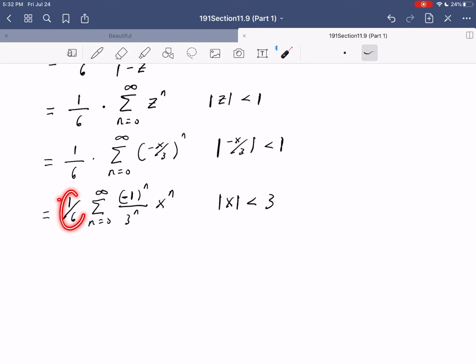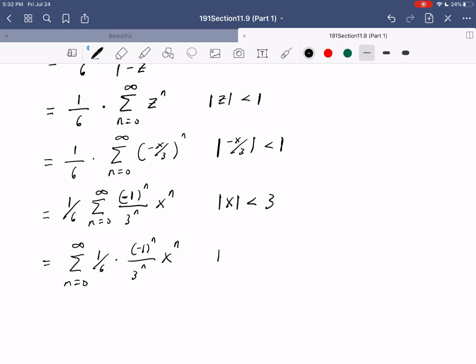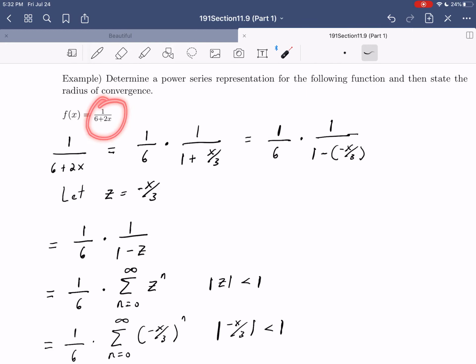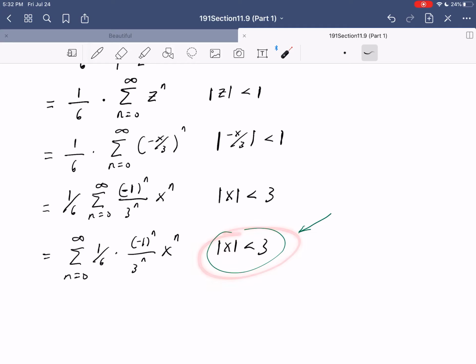Last thing we can do, I suppose, is just move this 1/6 inside, and we can view this as the summation from n equals 0 to infinity of 1/6 times (-1)^n over 3^n, x^n, as long as the absolute value of x is less than 3. So this tells us that our power series matches the function that we were looking at, 1 over 6 plus 2x, as long as the absolute value of x is less than 3. So our radius of convergence is equal to 3 here.